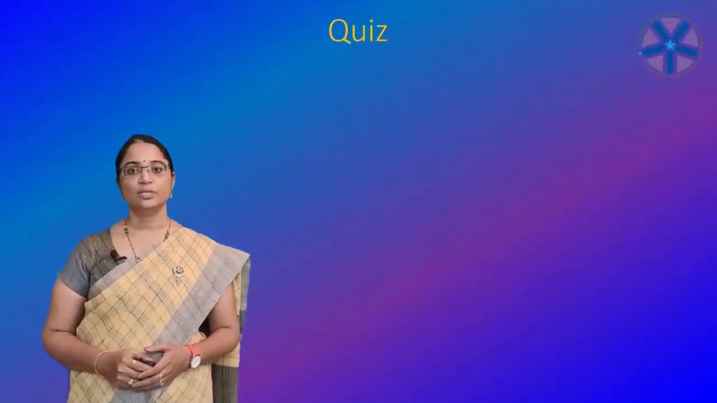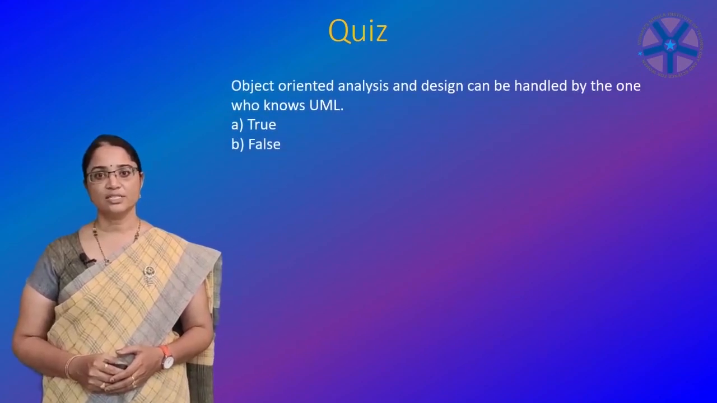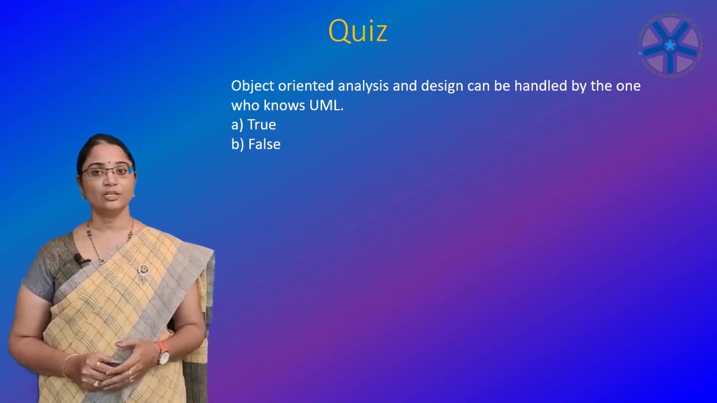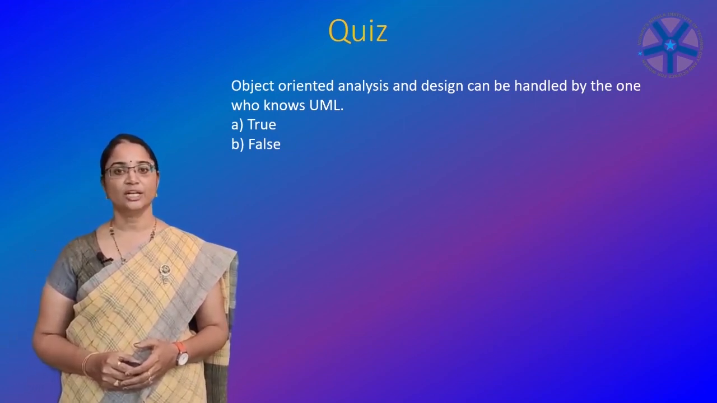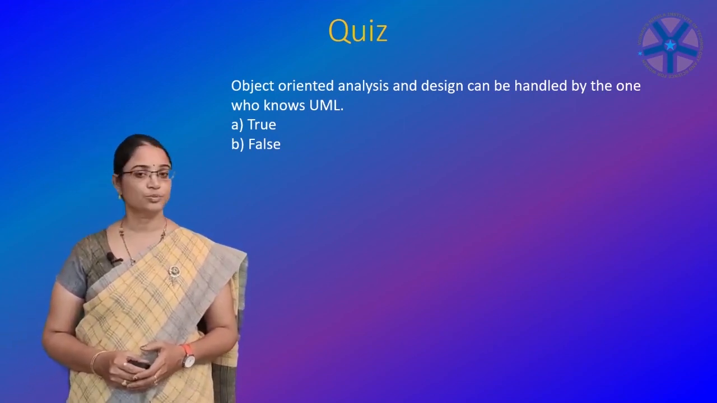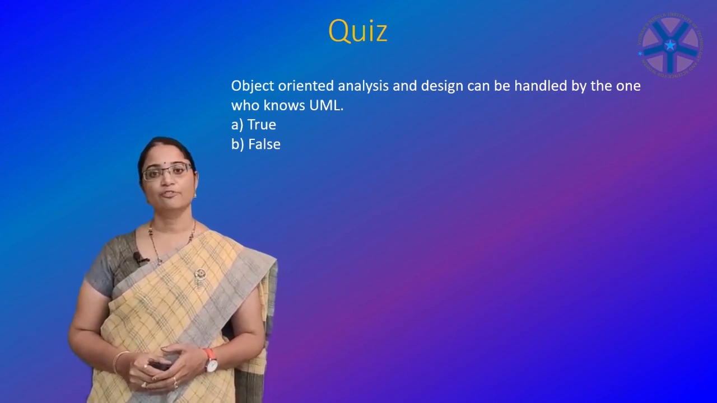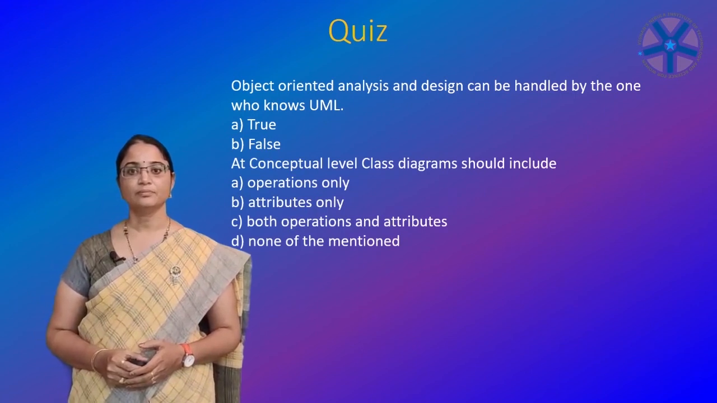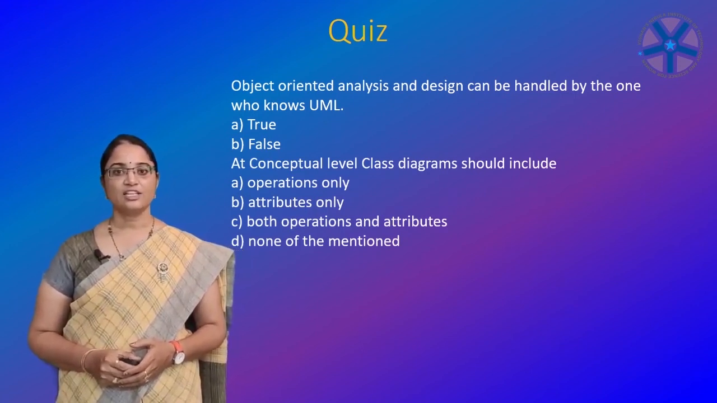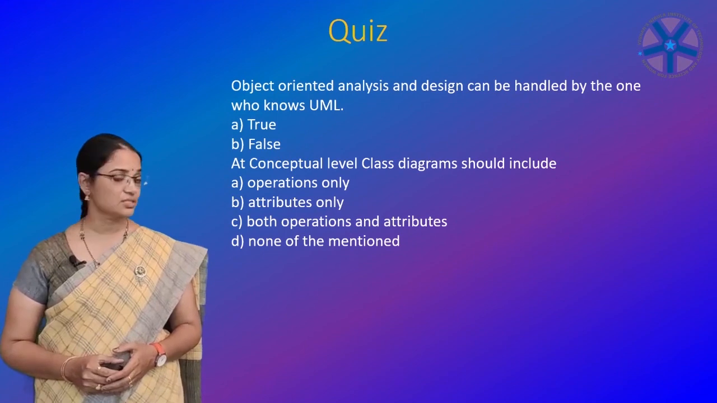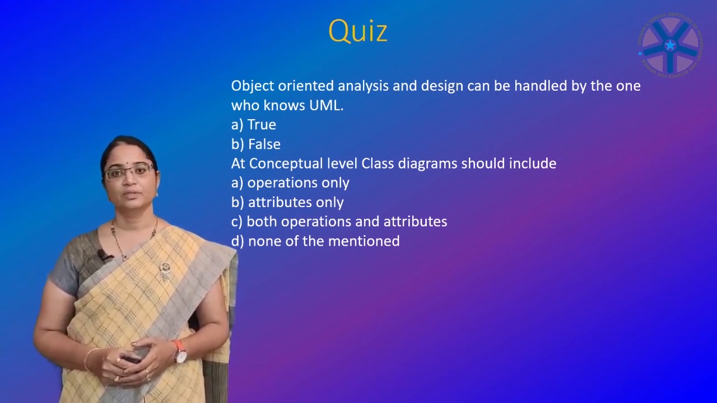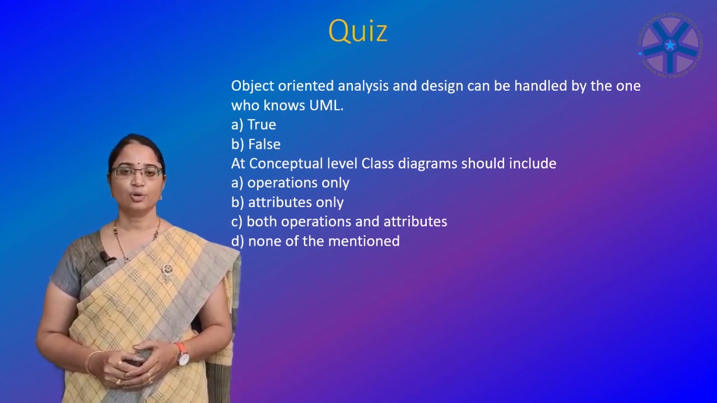So coming to the next one, object-oriented analysis and design can be handled by one who knows UML. So if we know UML, can we handle object-oriented analysis and design? The options given are true and false. The correct answer is false. At the conceptual level, the class diagram should include operations, attributes, both operations and attributes, none of the mentioned. At the conceptual level, it is enough to have attributes only.